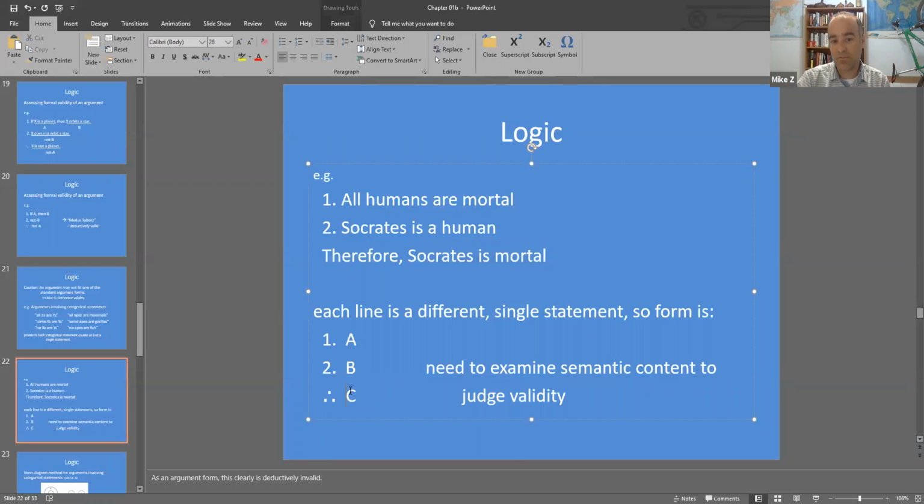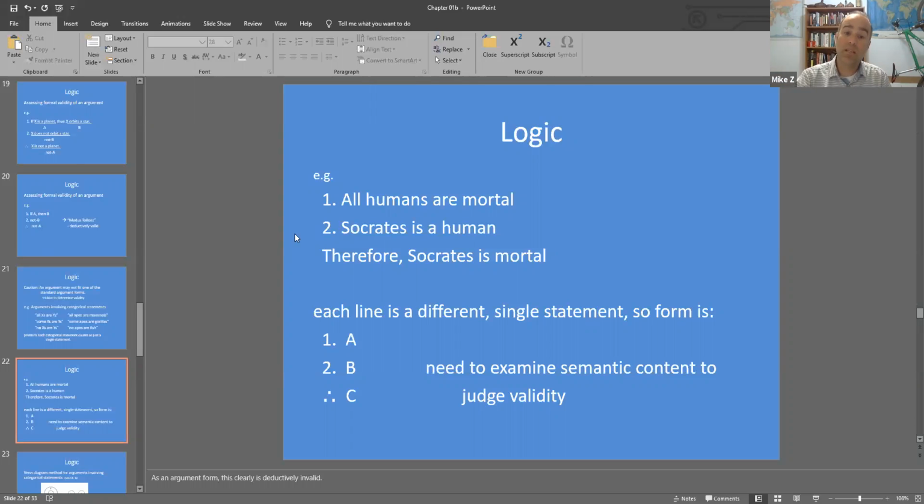Just any false statement for letter C, and then true statements for A and B, and you have a situation where the premises are true and the conclusion is false, so it's a deductively invalid argument form as it stands, but it's not very useful, right?